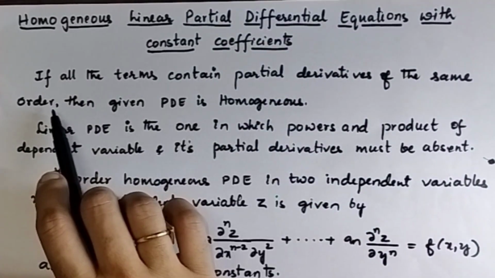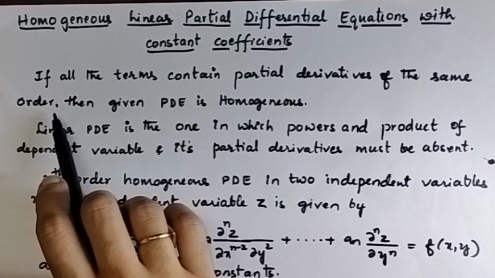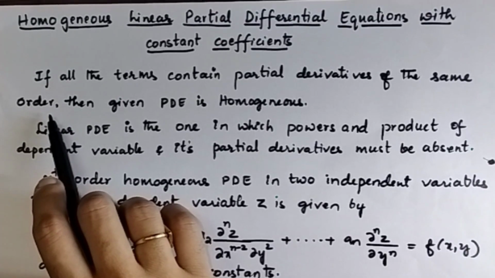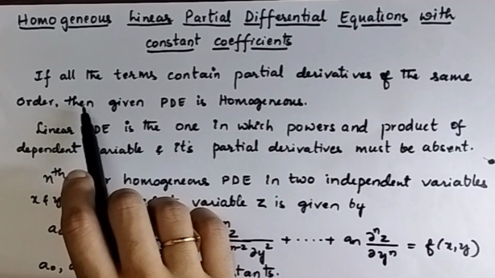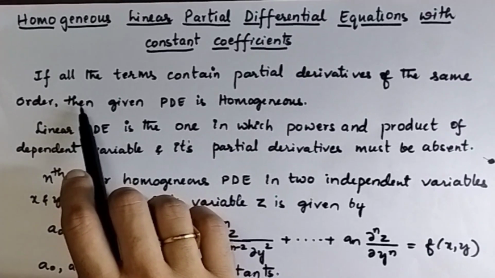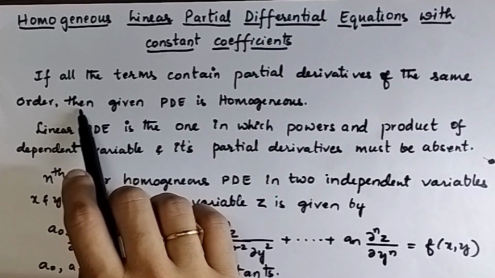homogeneous. That means if there is one term with a partial derivative of second order, then all the remaining terms must be partial derivatives of order 2. There should not be a mixture of partial derivatives.